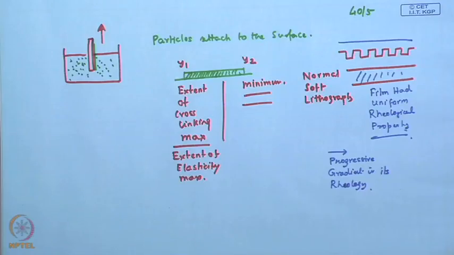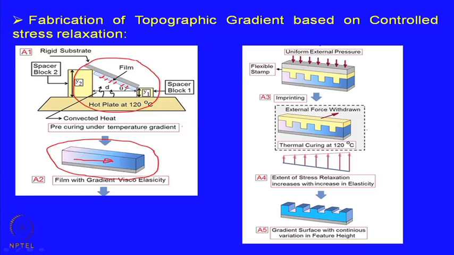Now, if this type of film is embossed or imprinted with a stamp under a uniform external pressure, you can still probably get a perfect negative replica of the entire stamp surface. But think of a scenario where you apply an external pressure, you imprint it, and then you withdraw the external force. So, now you have withdrawn the external force by imprinting a partially cured viscoelastic film.